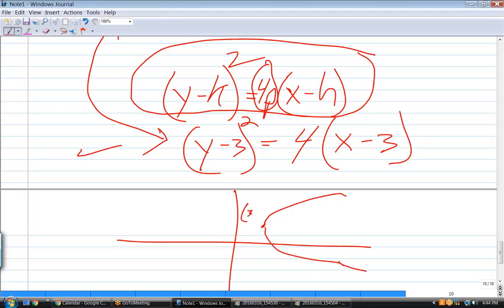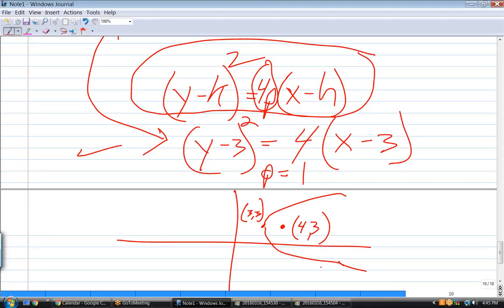That point is 3, 3, and my focus is where? Is that coordinates? 7, 3, or is it? What was p again? P is only 1, so is it just 4, 3?